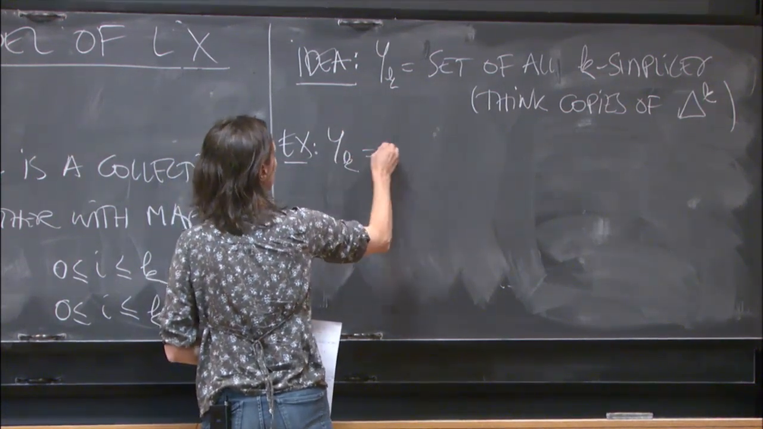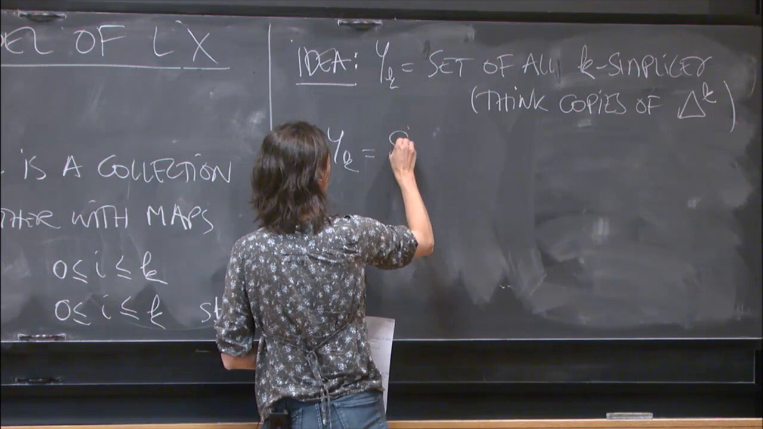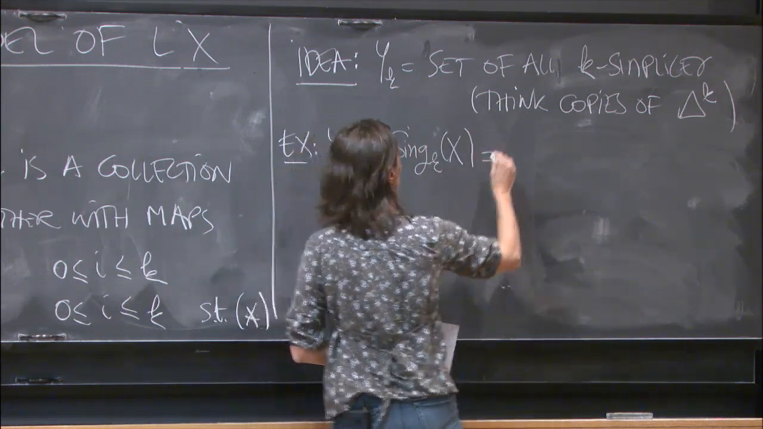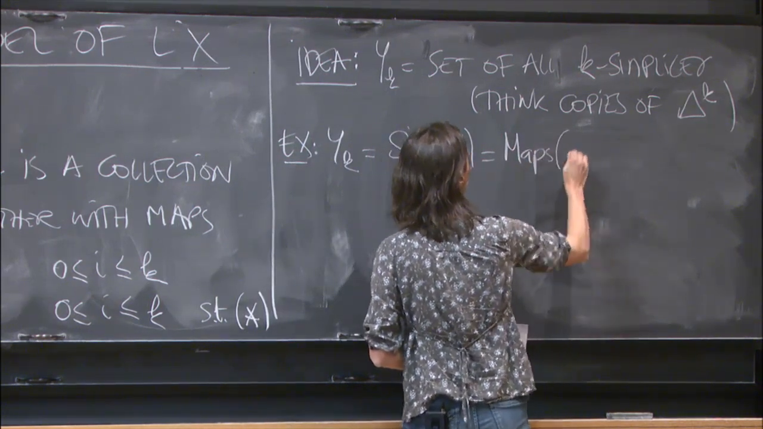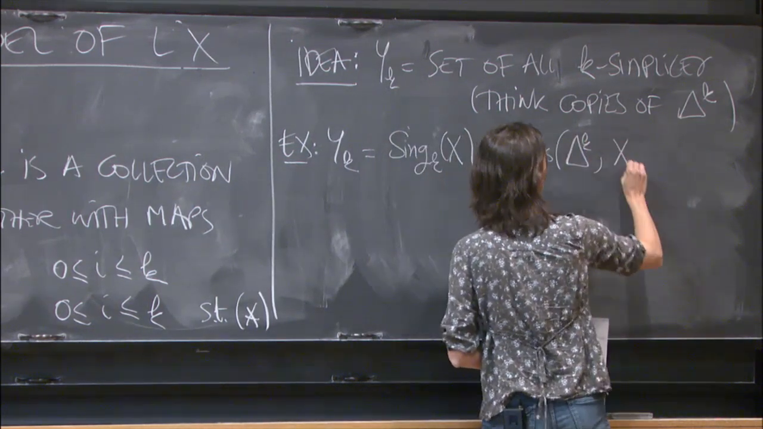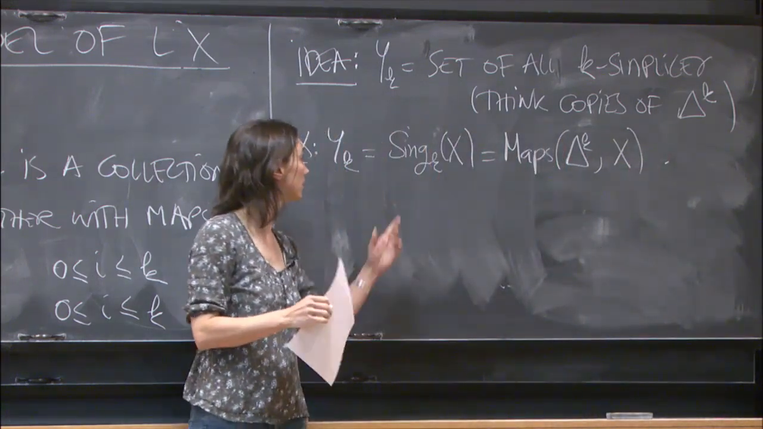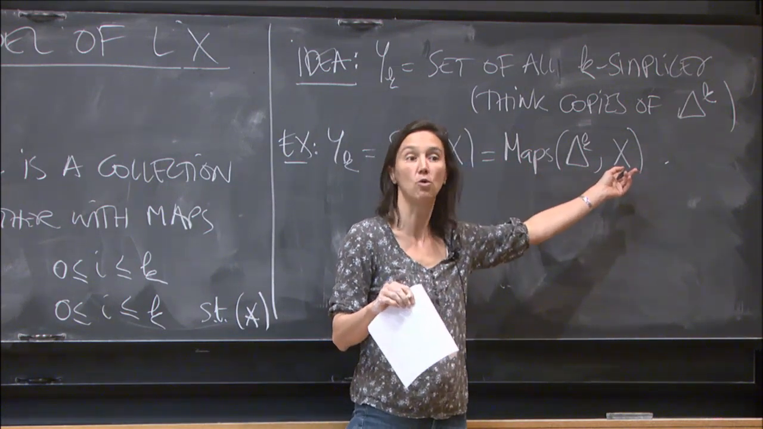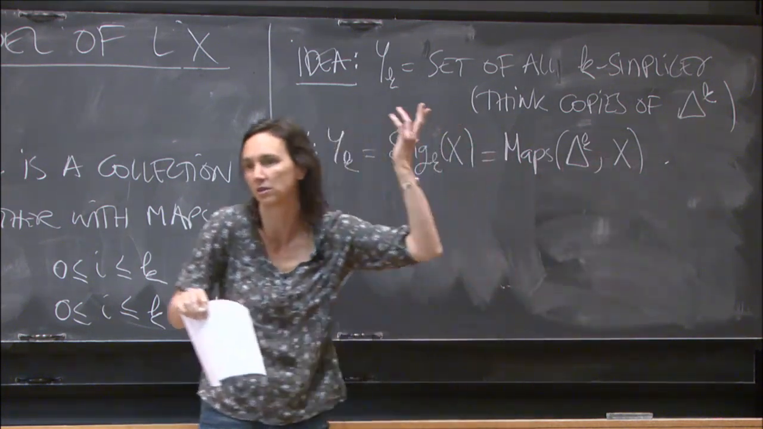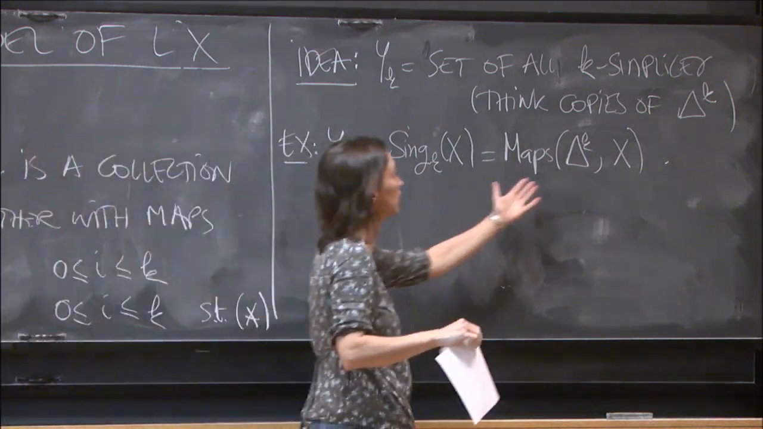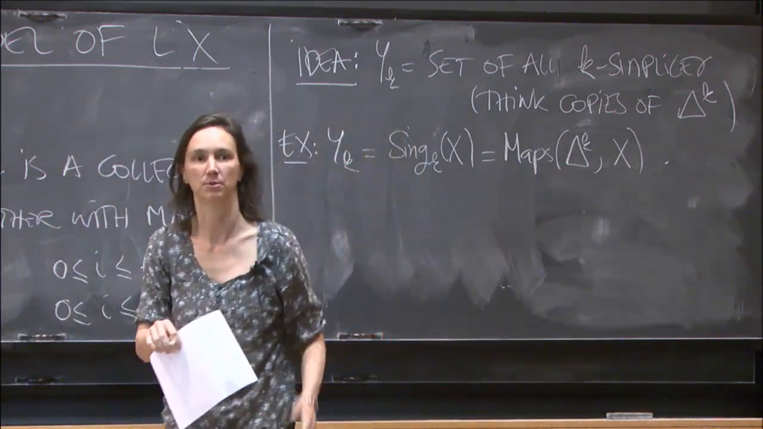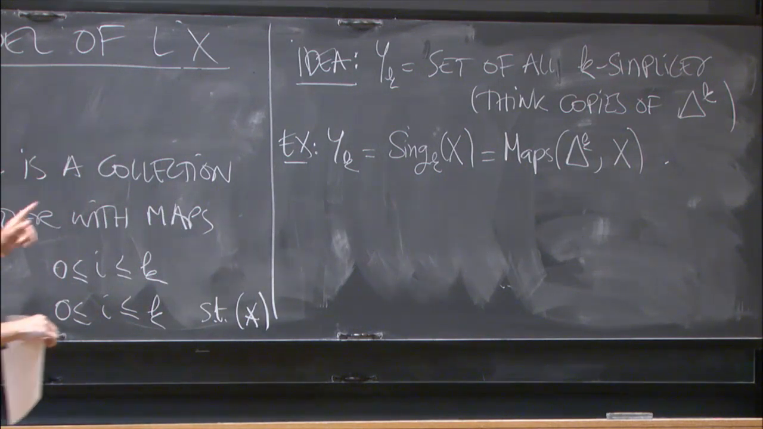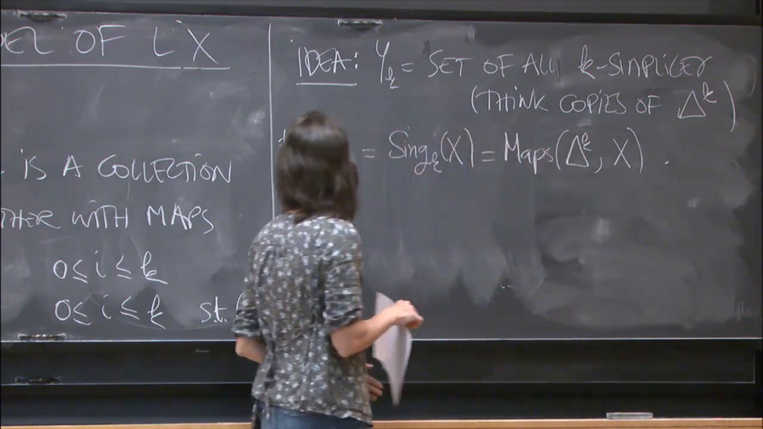Example: Y_k is going to be, for example, our singular set Sing_k of X, where X is a space. This is all the maps from delta k into X. So this is a very big set, but it is a fine set if I want. It's all the possible k-simplices in a space, in this sense. I could have taken all the injective maps also if I wanted, or something else. No, I could not, but so far, yes. It wouldn't have worked. We'll see why. So let's take all maps.